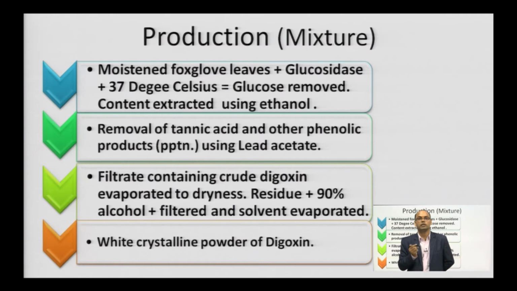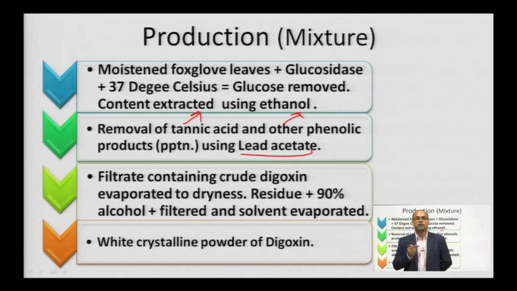The enzyme glucosidase is added, and a temperature of 37 degrees Celsius is maintained with the moistened leaf, and there takes place the digestion of the glycoside, and the excess of glucose is removed from the extract, and the content is extracted using ethanol. After deglucosing, the content is extracted using ethanol. The ethanolic extract is then treated with lead acetate. Lead acetate was added to remove the tannins and other phenolic compounds from the ethanolic extract which we obtained in the last stage.